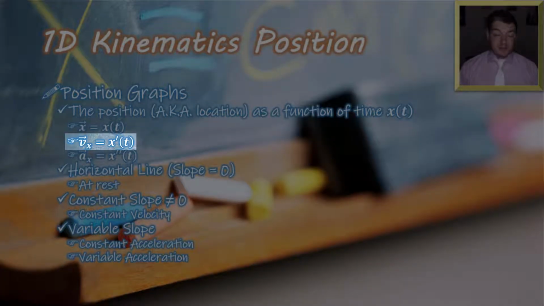Again, mathematically, there's the straightforward that the derivative of your position with respect to time is your velocity, and the second derivative of position with respect to time is your acceleration.